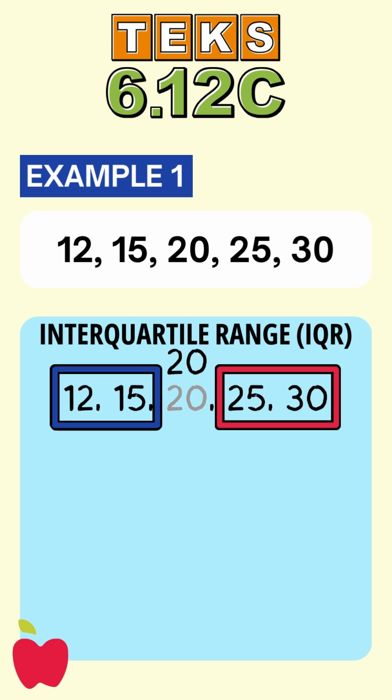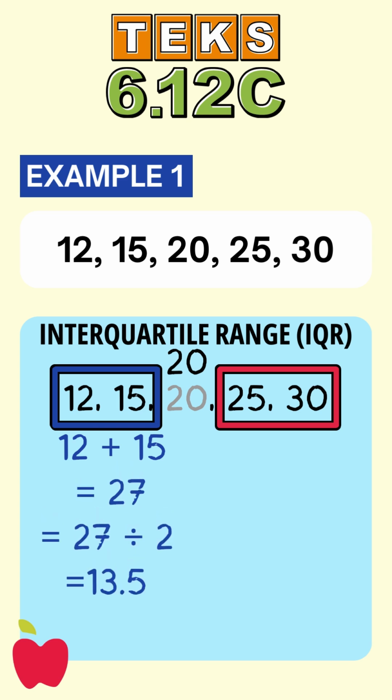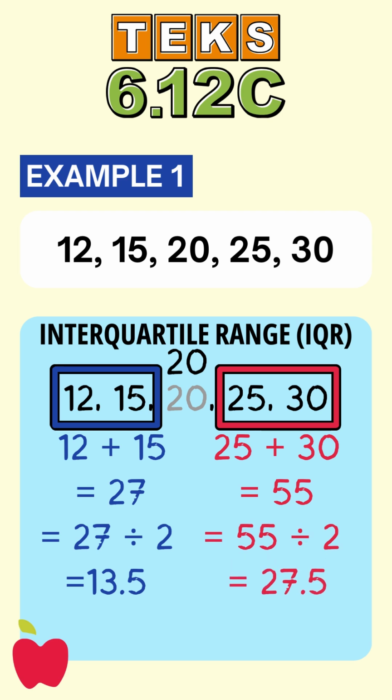Next, we find the median of each half. The median of the lower half, 12 and 15, is 13 and 5/10. We find this by adding 12 and 15, then dividing by 2. The median of the upper half, 25 and 30, is 27 and 5/10. Similarly, we add 25 and 30, then divide by 2. So, the IQR is 27.5 minus 13.5 equals 14.